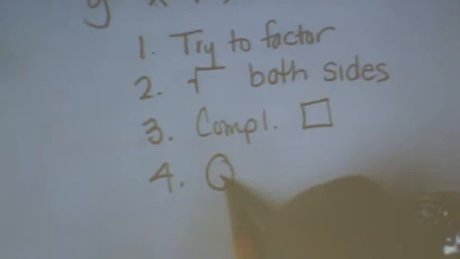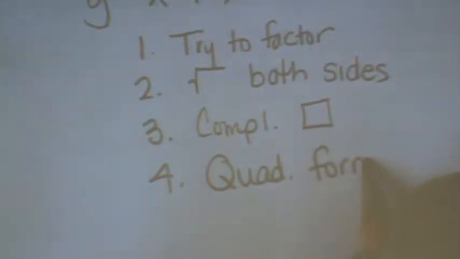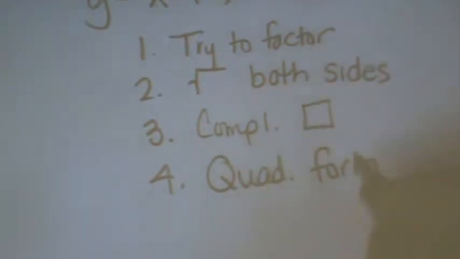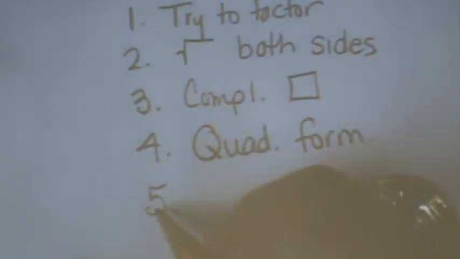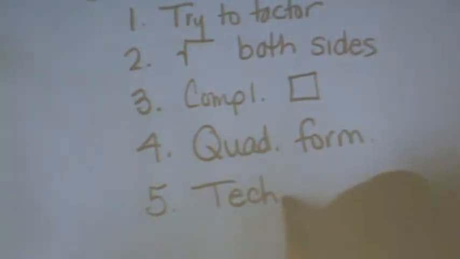Number four, if the a value is a number like 5 and or the middle term is an odd number, we can use the quadratic formula. What is that? Negative b plus or minus the square root of b squared minus 4ac all over 2a. Number 5, and I try to avoid this one, we can use technology, and we'll spend a lot of time in pre-calc doing the technology using the calculator.